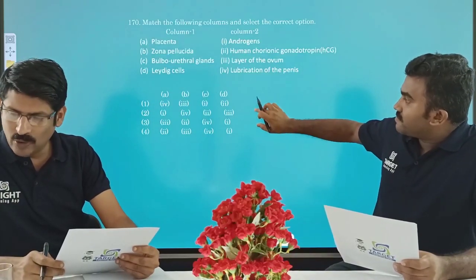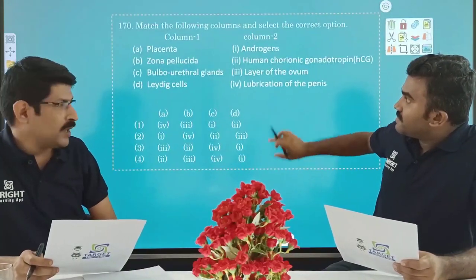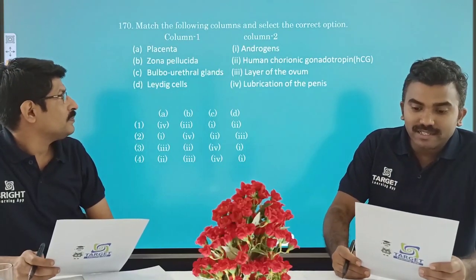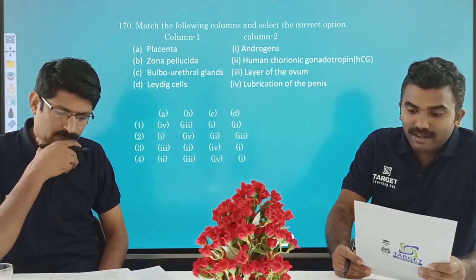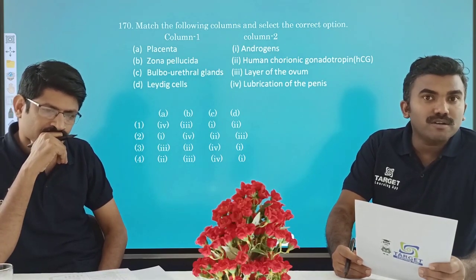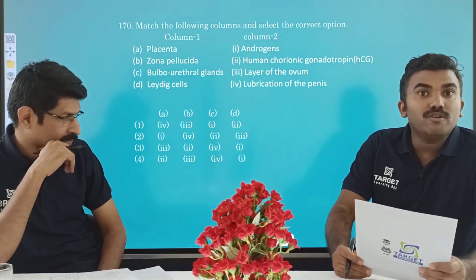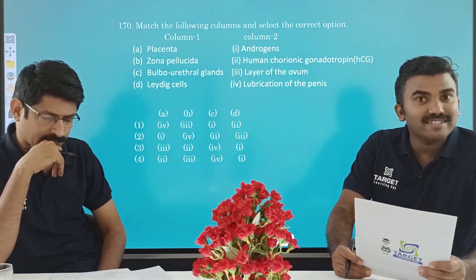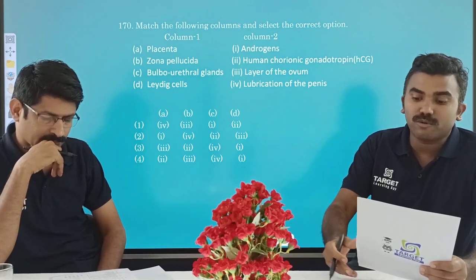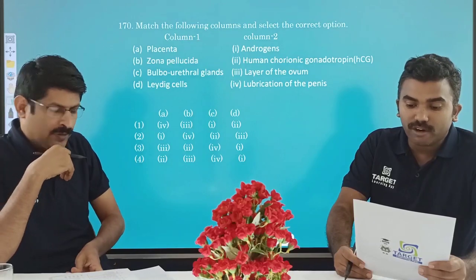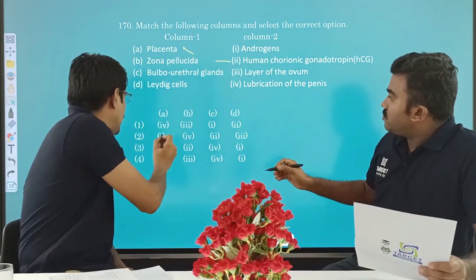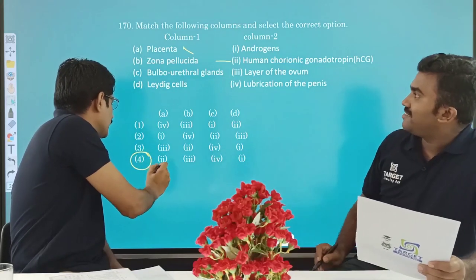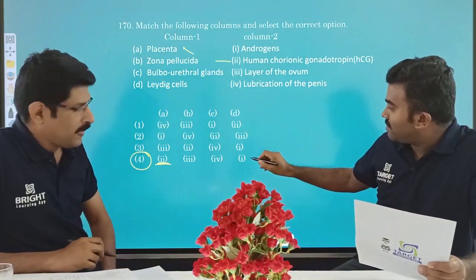And the 170th question is from human reproduction. Here it's a matching type question about the placenta. We know that the placenta produces a hormone called HCG, human chorionic gonadotropin. It acts as an endocrine tissue, so it produces the hormone known as HCG. A2, only one option. So that's the right answer, the fourth one.